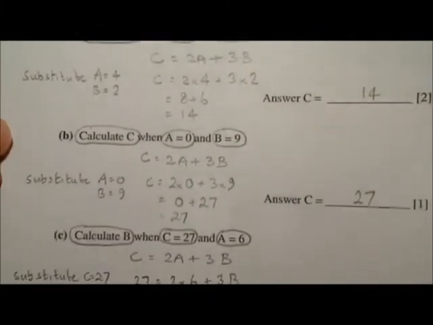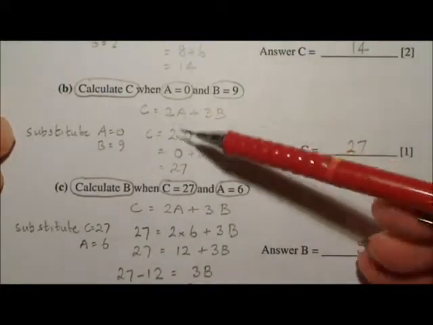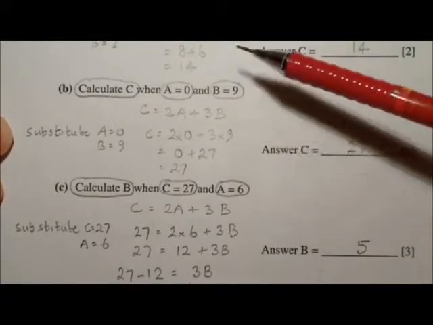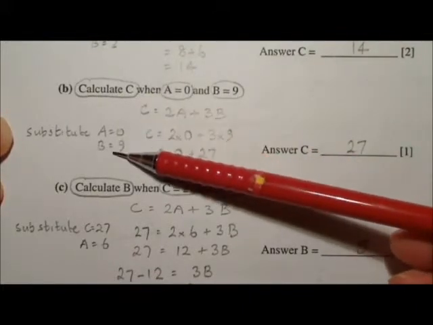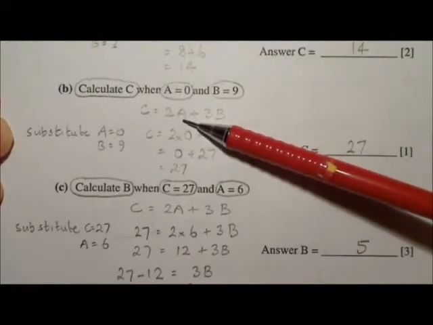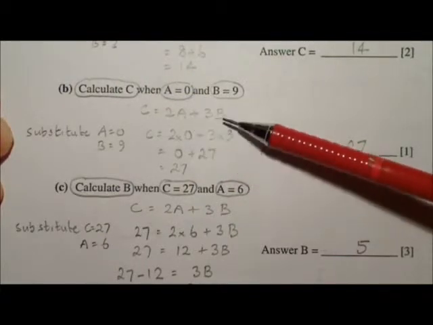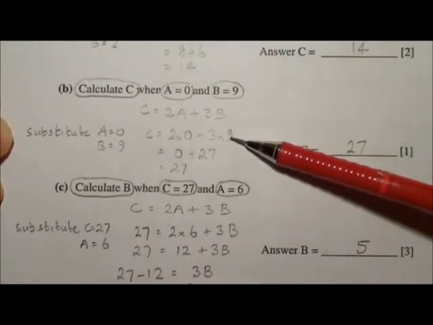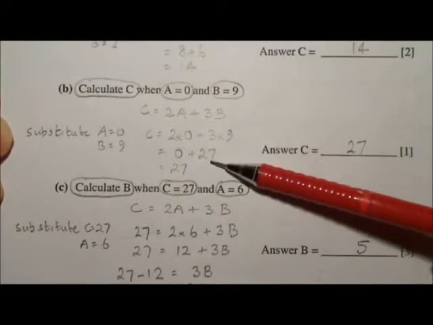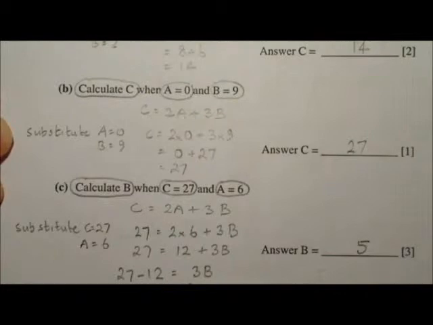And again, second part then is calculate C when A is equal to 0 and B is equal to 9. So again, we're going to substitute A is equal to 0, B is equal to 9 into the same formula. So we've got 2 times A, which is 2 times 0, because A is equal to 0, plus 3 times B, which is 3 times 9. So 2 times 0 is 0, 3 times 9 is 27. So 27 add 0 gives us the answer 27.